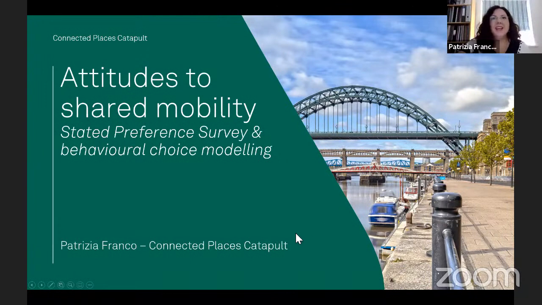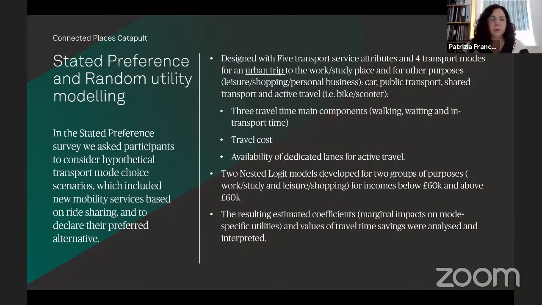Thanks, Shyma. When we run a survey, usually people consider what they intend to declare, or simplify the actual intention. So we ran a stated preference survey to ask participants also to consider some hypothetical transport choices. DRT has not been introduced in Tyne and Wear, so at the moment, they're not aware of this type of service.